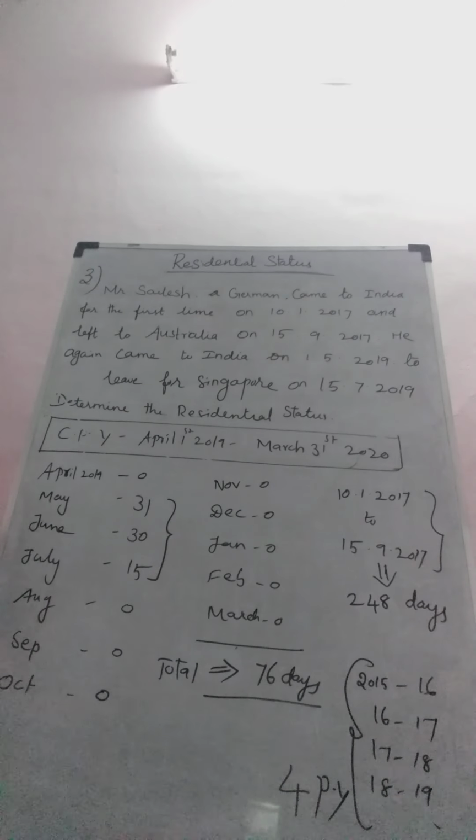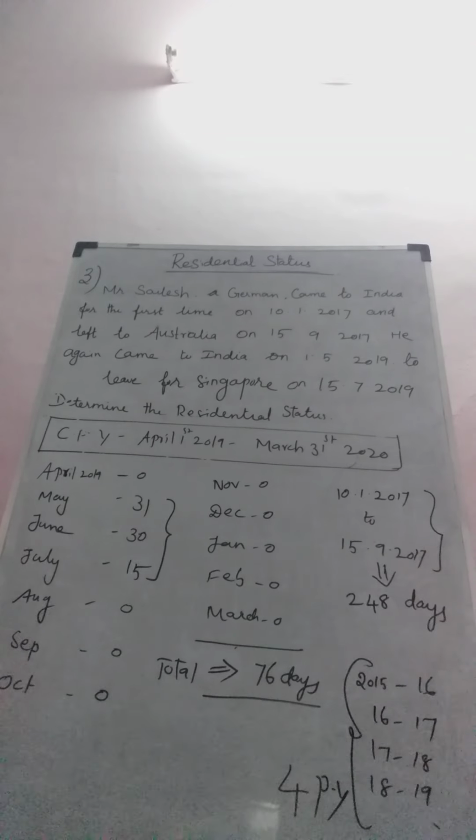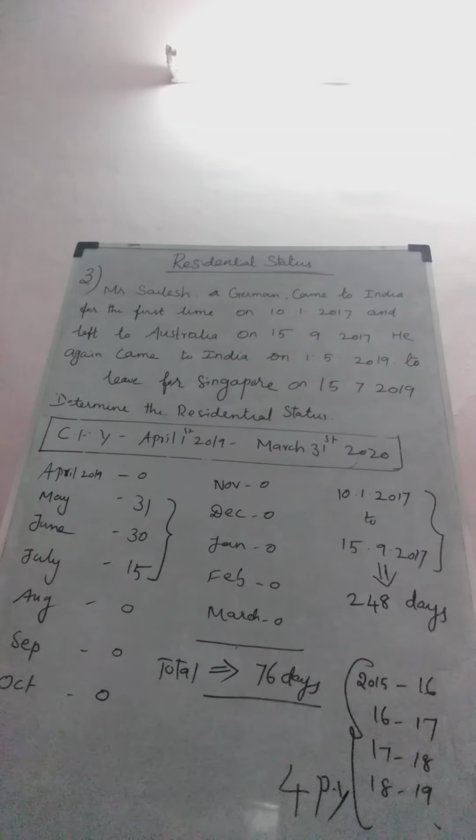Hello students, in this video we are going to see another problem from residential status. Let us read the problem. Mr. Sailesh, a German, came to India for the first time on 10/1/2017 and left to Australia on 15/9/2017. He again came to India on 1/5/2019 to leave for Singapore on 15/7/2019. Determine the residential status.